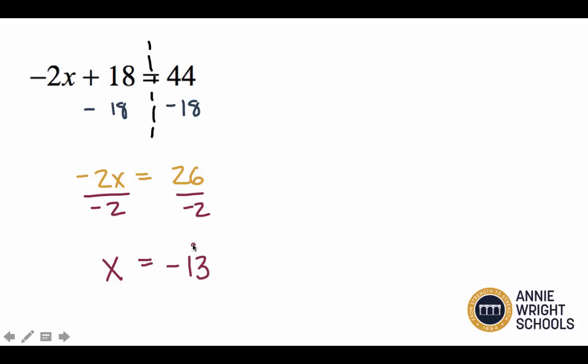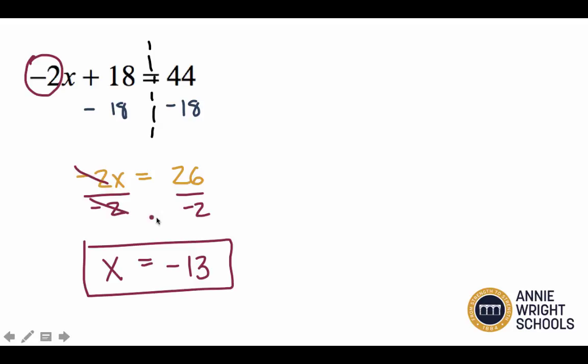Now this is a good example to look at because it has something we may not have seen in a while, which is this negative coefficient of x. Notice I did it just like any other number, and I divided a negative by a negative to get positive x. All the same rules apply.